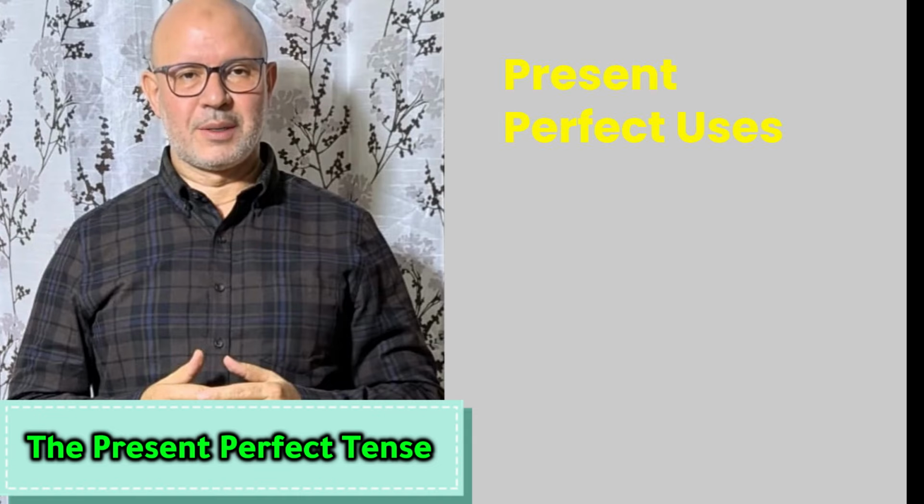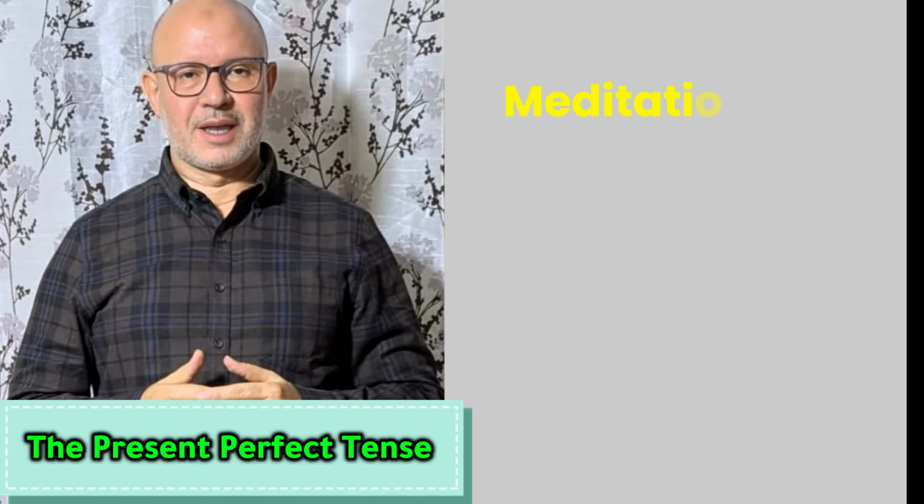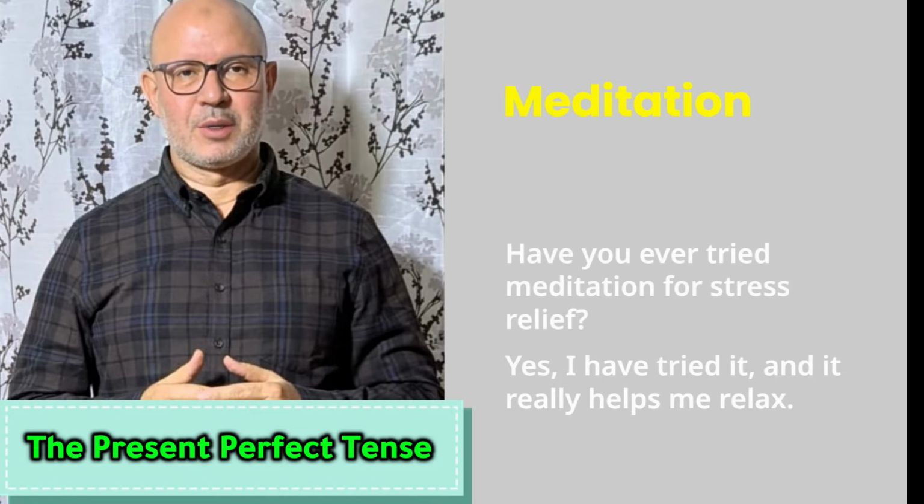One of the most common and practical uses of the present perfect is to discuss experiences you've had at any point in your life up to now. We often use adverbs like ever in questions and never in negative statements to emphasize this. For example, have you ever tried meditation for stress relief? This question asks if at any time in your life you've had this experience.